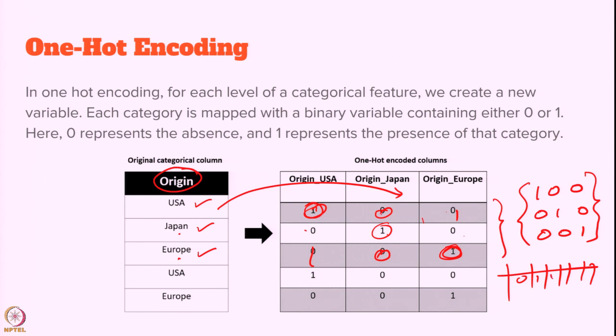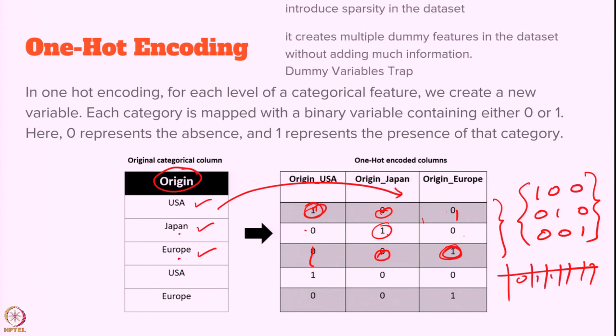In one-hot encoding, for each level of a categorical feature, we create a new variable. Each variable is mapped to a binary variable containing either 0 or 1. Here 0 represents the absence and 1 represents the presence of a category. That's all. What is the demerit of one-hot encoding? There are two. One is that it introduces sparsity in the data set. Another is that it creates dummy features without adding much information, which is called the dummy variable trap. What do you mean by that?